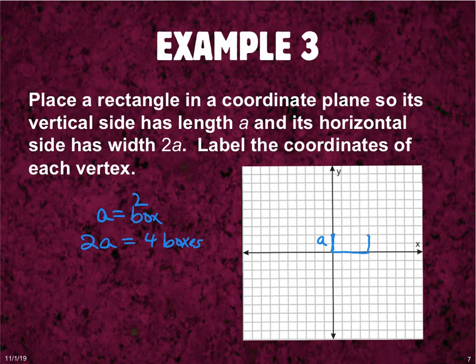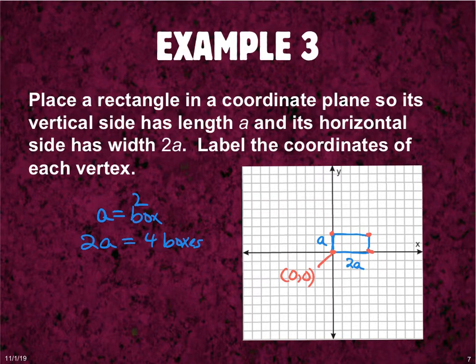So then now I can draw my rectangle. Now I can see that the length of this side is 2A. And now I need to come up with the coordinates, or the vertices, of each one of these corners. When you position it at the origin, this coordinate right here is easy. It's 0, 0.